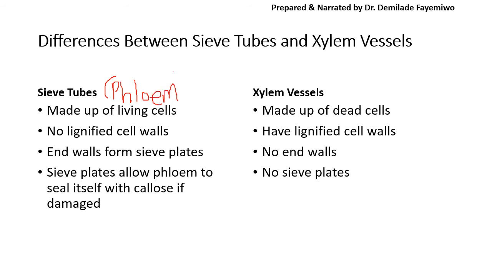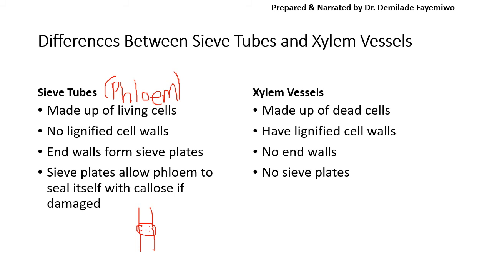So the phloem cells are made up of living cells. They don't have any lignified cell walls, and the end walls form sieve plates, which means that at the end of each phloem cell, let's assume this is the end, you will see that there are tiny holes here, and then that leads to the next one. This is a sieve plate, and the sieve plates simply allow the phloem to seal itself, so if it's damaged, it simply repairs itself.